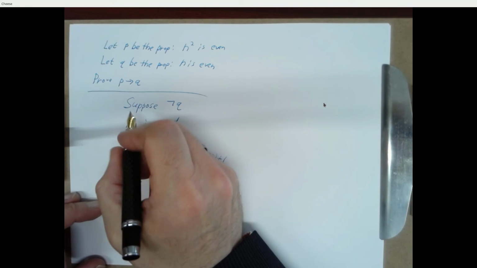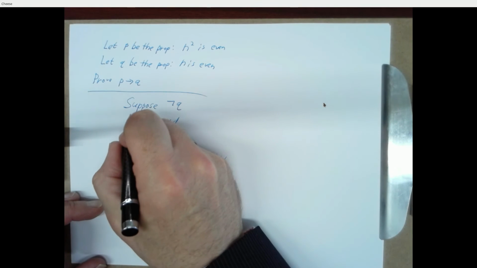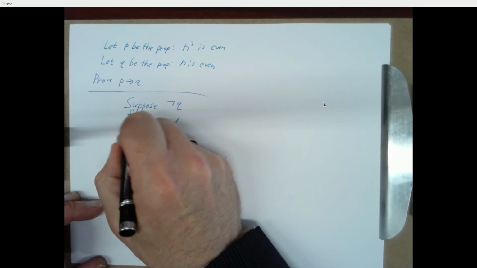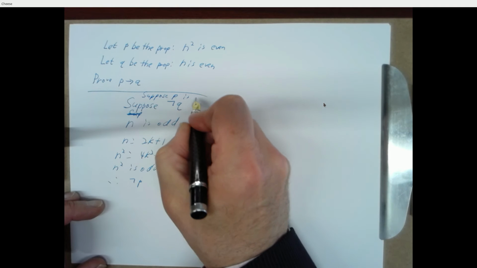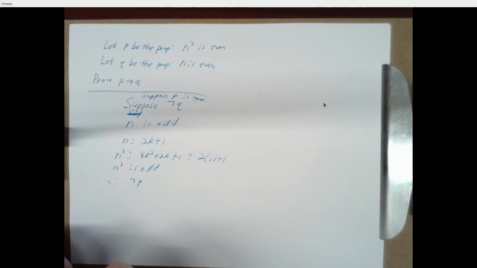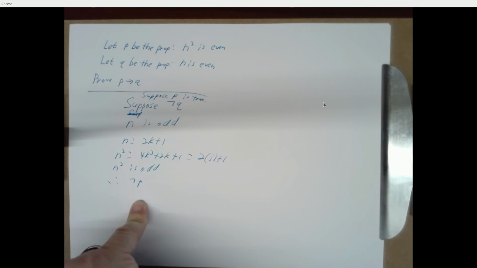So maybe I should have said, as a first step, suppose P is true. So if we suppose P is true, we can eventually show that P is false. That's the most basic contradiction, right?